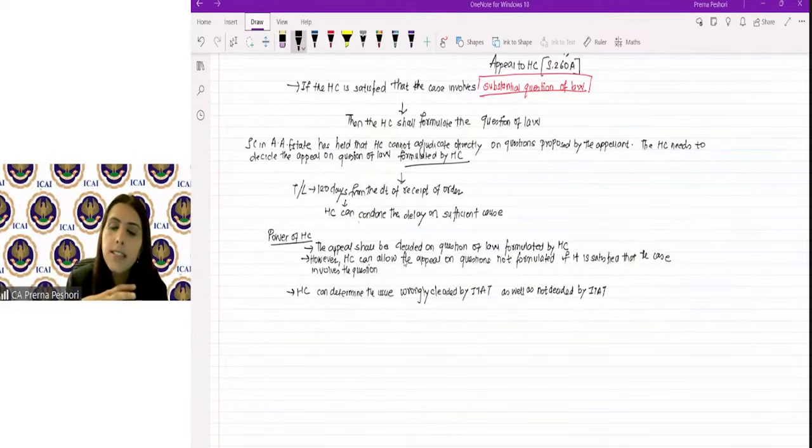Okay? So it's similar to the ICAI where you have a normal bench, and then sometimes if the benches are disagreeing on a particular case, then there is the special bench. Here it's a full bench.